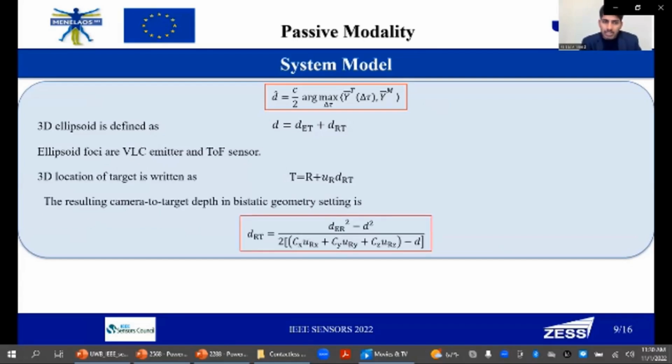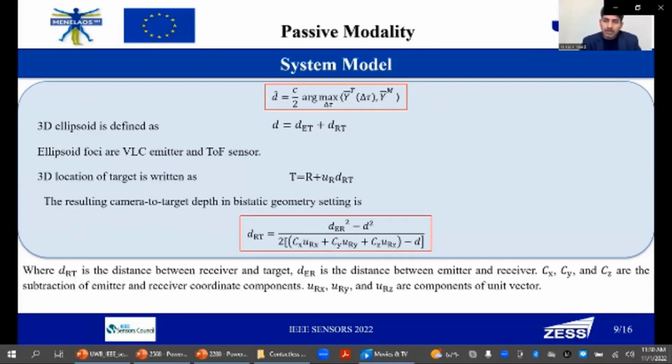And thanks to the lens calibration, we are able to get the lens normals and obtain the unit vector normals, and also these distances, and from there we can get the true depth between the camera and the target, where DRT is the distance between the receiver and the target, and DER is the distance between the emitter and the receiver.